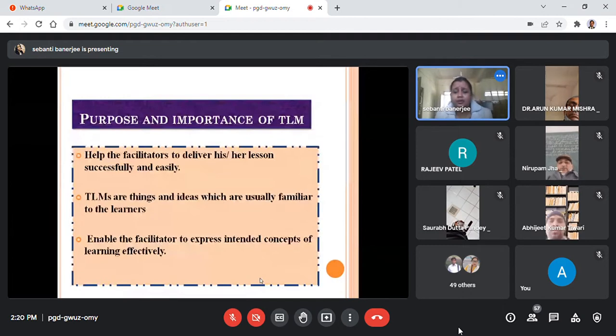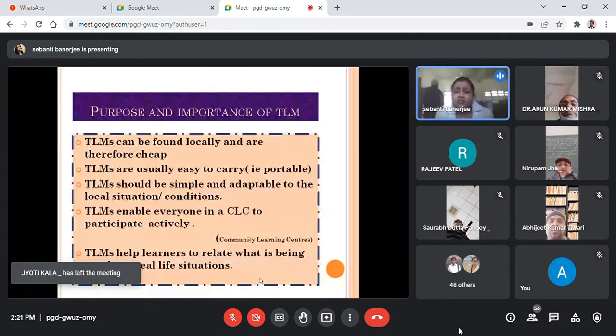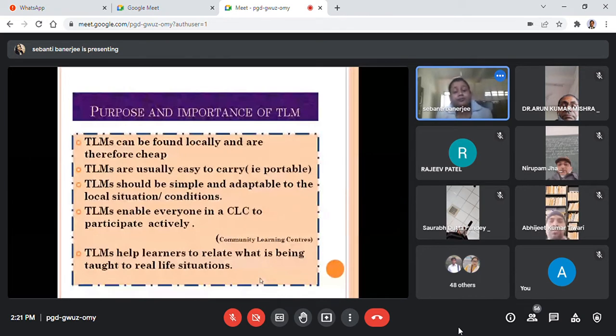We will learn TLMs can be found locally and are therefore cheap. It doesn't mean that the TLM should always have to be bought at a very high cost. It can be easily obtained locally, and therefore the locally available resources should also be cheap, so that it will be easier for both the teacher, easy to carry.